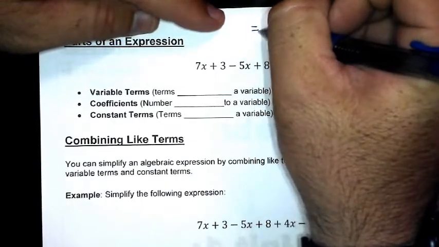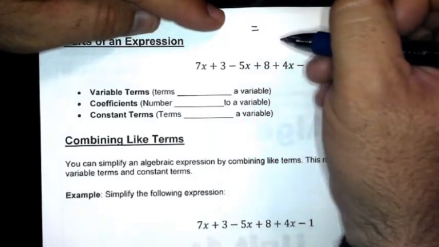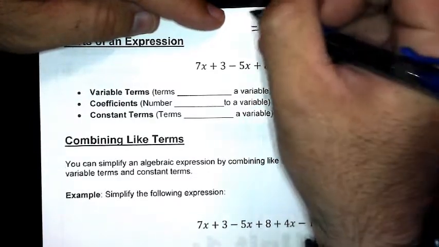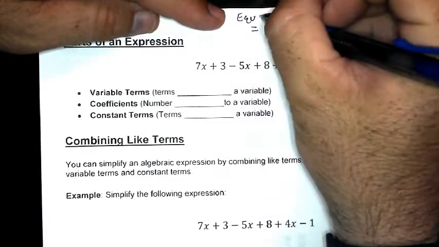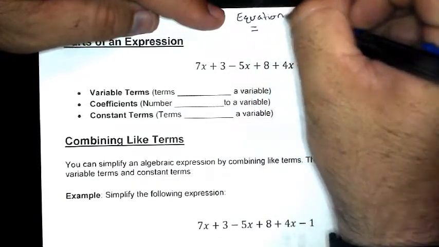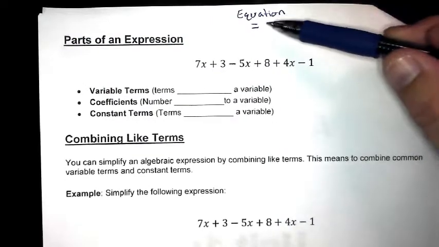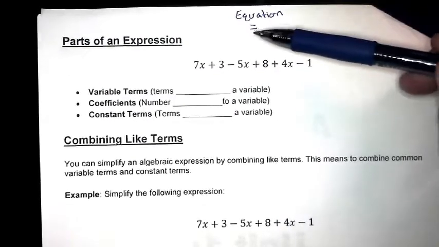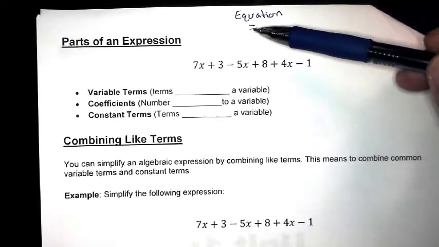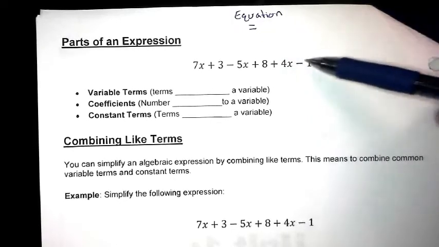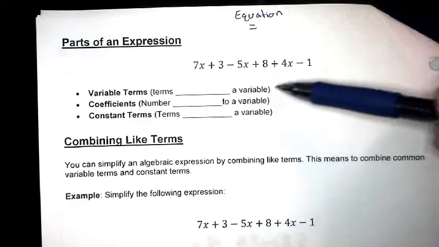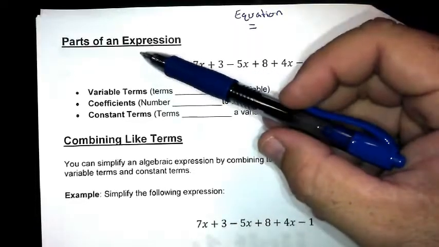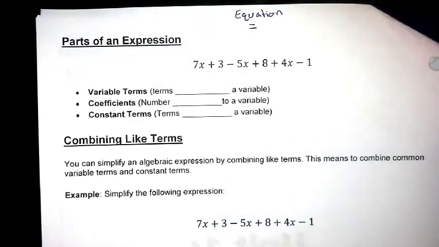How does Coach Kimball tell the difference between the two? Well, equal sign is spelled EQU, and so is the word equation. Equation also has an EQ and U. So anytime there's an equal sign, it's considered an equation. Looking at our example here, is there an equal sign? No. So we call it an expression.